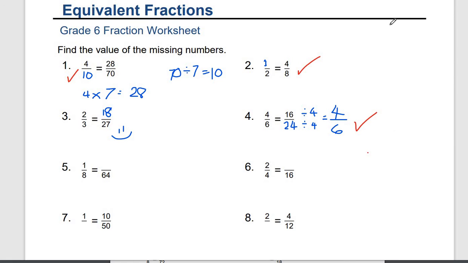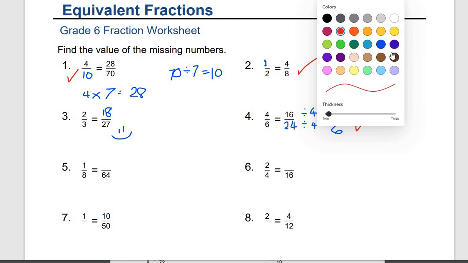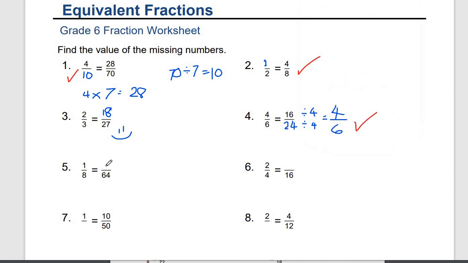Now, number 5. 1/8 is question mark over 64. Now we need to work out the numerator on the second fraction, and we've been given both the denominators, 8 and 64. So we need to work out what 8 times what will be 64. We can do this by using our own memory or doing 64 divided by 8. This gives us times by 8.